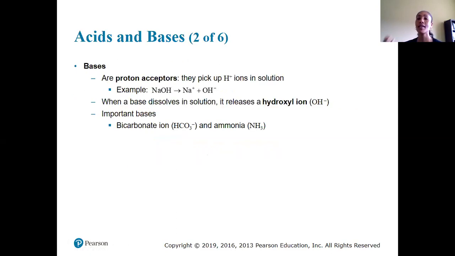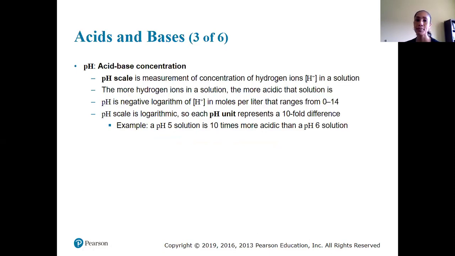All right, bases are what we call proton acceptors, meaning that when you put them in a solution, they're going to pick up hydrogen ions in a solution. So we think about sodium hydroxide. When you place that in a water solution and it breaks apart, you've got your sodium, but you're not releasing that positive ion in the water. When a base dissolves in a solution, it will release a hydroxide ion or a hydroxyl ion, which we call the OH ion. Common bases that we find in our bodies are bicarbonate ions and ammonia. And we'll talk about those later.